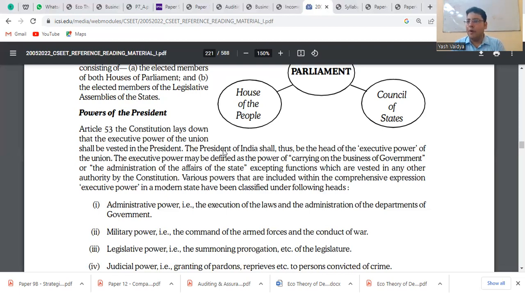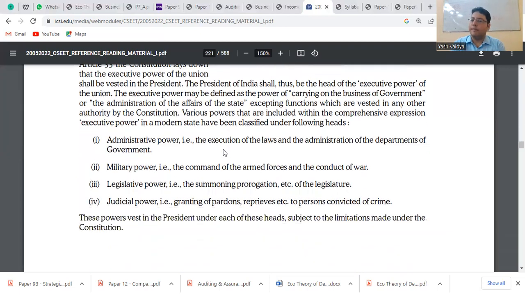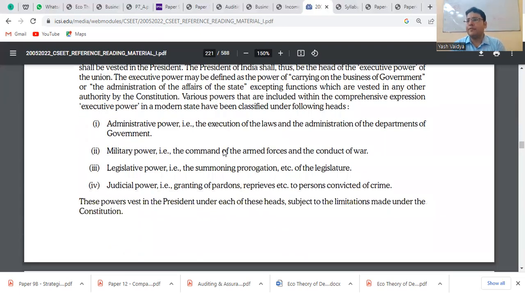So when he gets executive power, what are the actual powers he has? First is administrative power. That is the execution of the laws and the administration of the departments of government. First power is administrative, right? Execution of laws. So whenever the parliament has made the law, right? And now it's time to execute it.